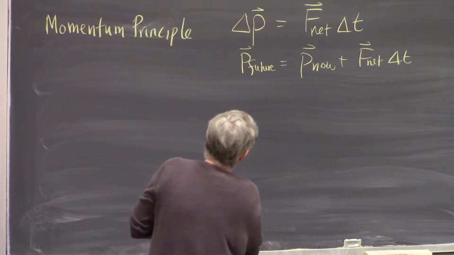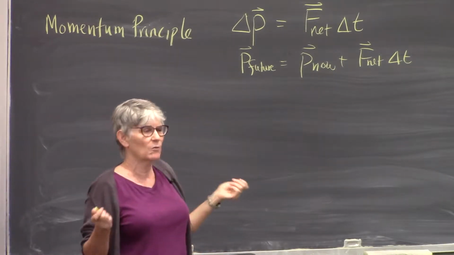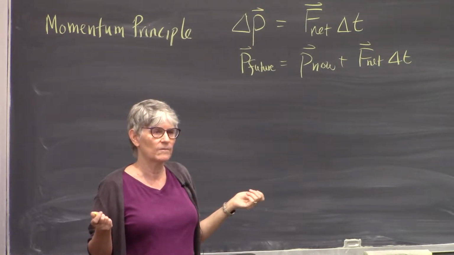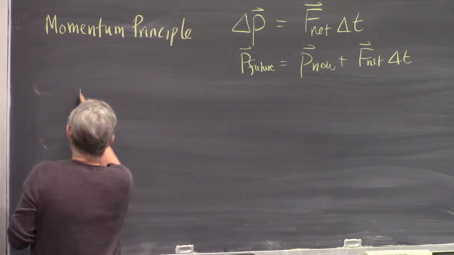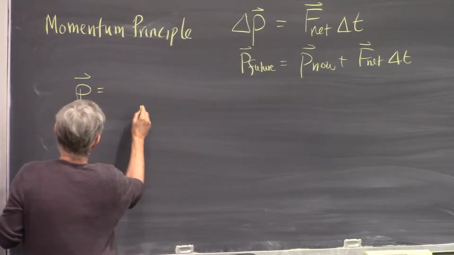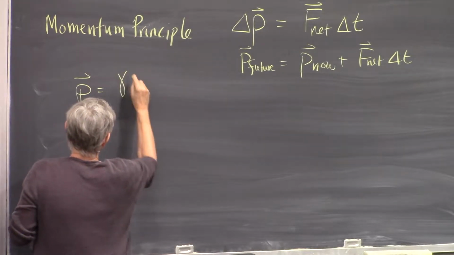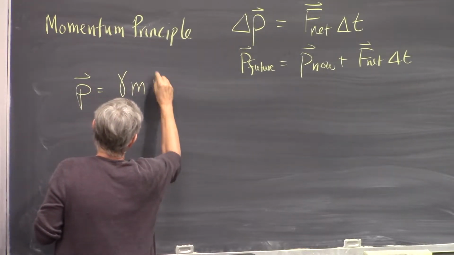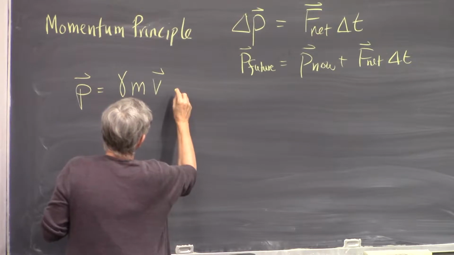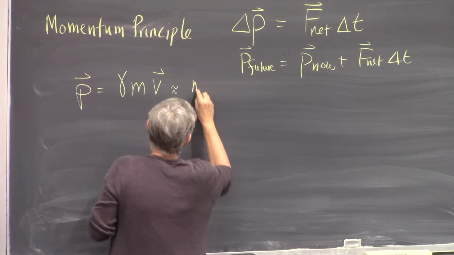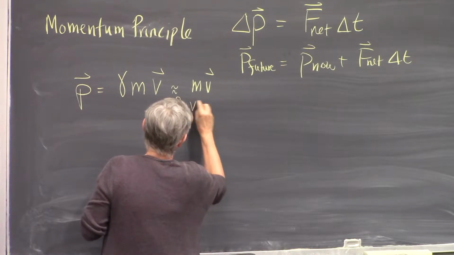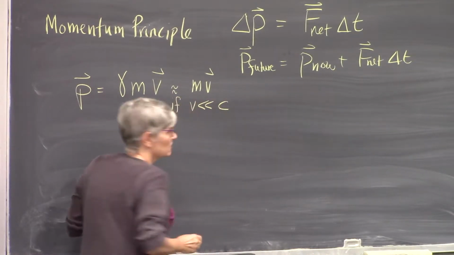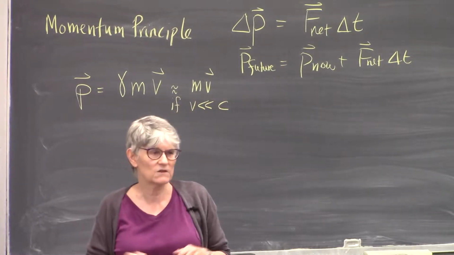Now, in order to understand that equation, we need a definition of momentum, don't we? Okay, so that's important. So what's momentum? Gamma times the mass times the velocity, which is a vector, and it's approximately equal to mv if the speed is significantly less than the speed of light. Okay, so we need that definition.